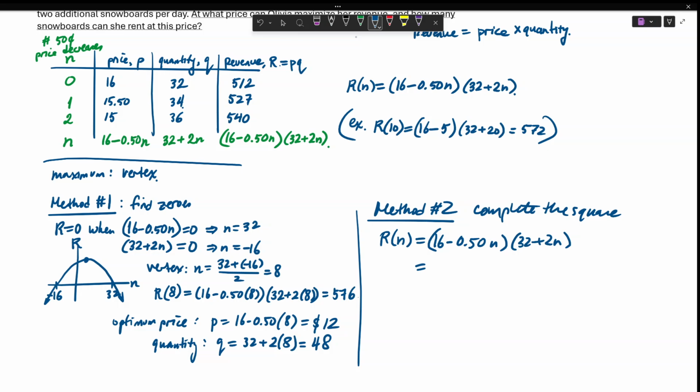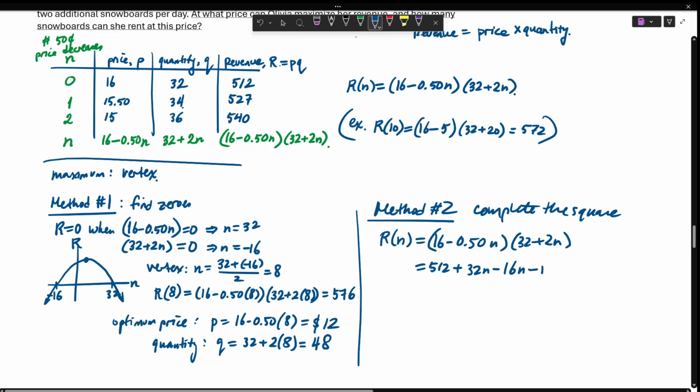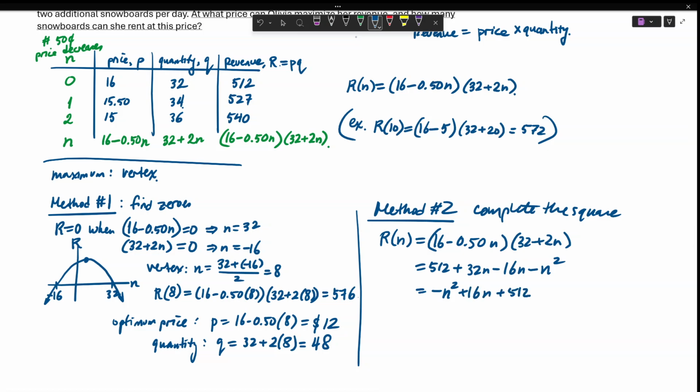16 times 32 is 512. 16 times 2n is 32n. Negative a half n times 32 is minus 16n. And then plus negative a half n times 2n is negative n squared. And so we get negative n squared plus 16n plus 512. This is in standard form.